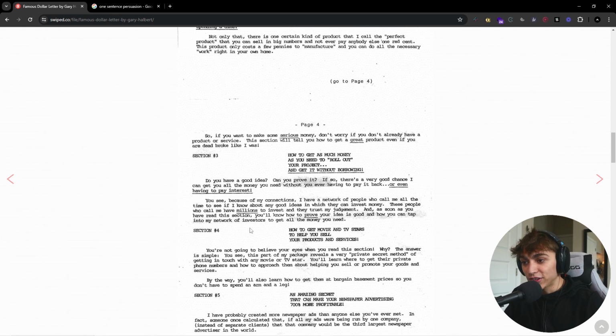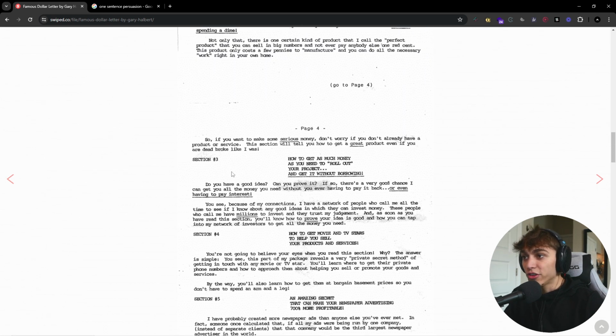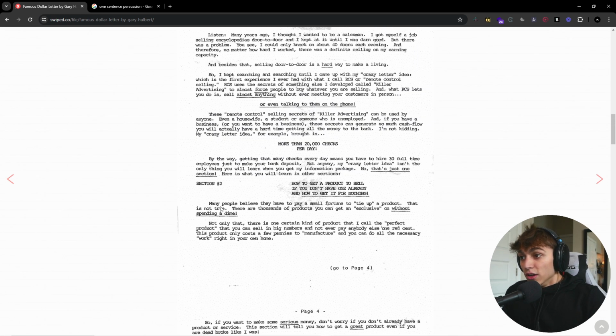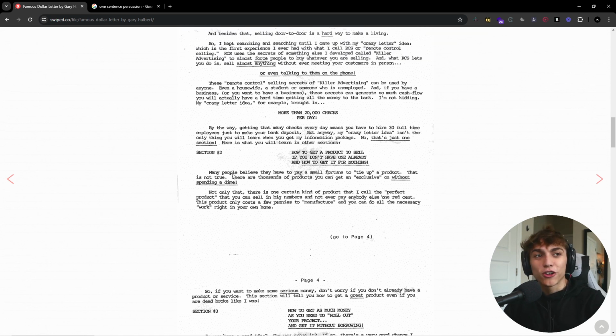It's almost a template. Every single section from this point forward is actually repeating what is right here. So he says, many people believe that they have to pay a small fortune to tie up a product. So if you want to make some serious money, don't worry if you already have a product or service. So what he does in the first line is he's trying to break down your belief.